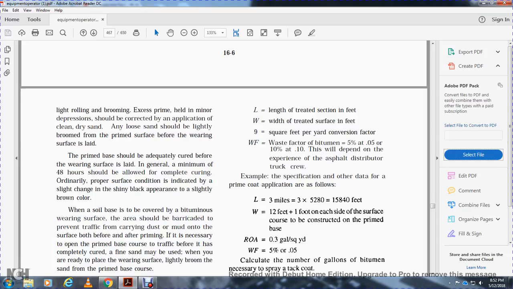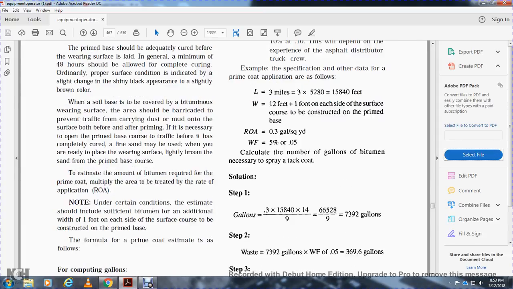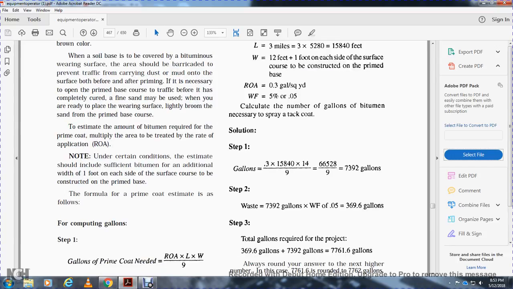Example specification and other data of the primer coat application are as follows: length, 3 miles times 5,280 feet, equals 15,840 feet. Width, 12 feet plus 1 foot on each side of the surface of the course to be constructed on a primed base. Rate of application, 0.3 gallons per square yard. Waste factor, 0.5. Calculate the number of gallons of bitumen necessary to spray the coat.